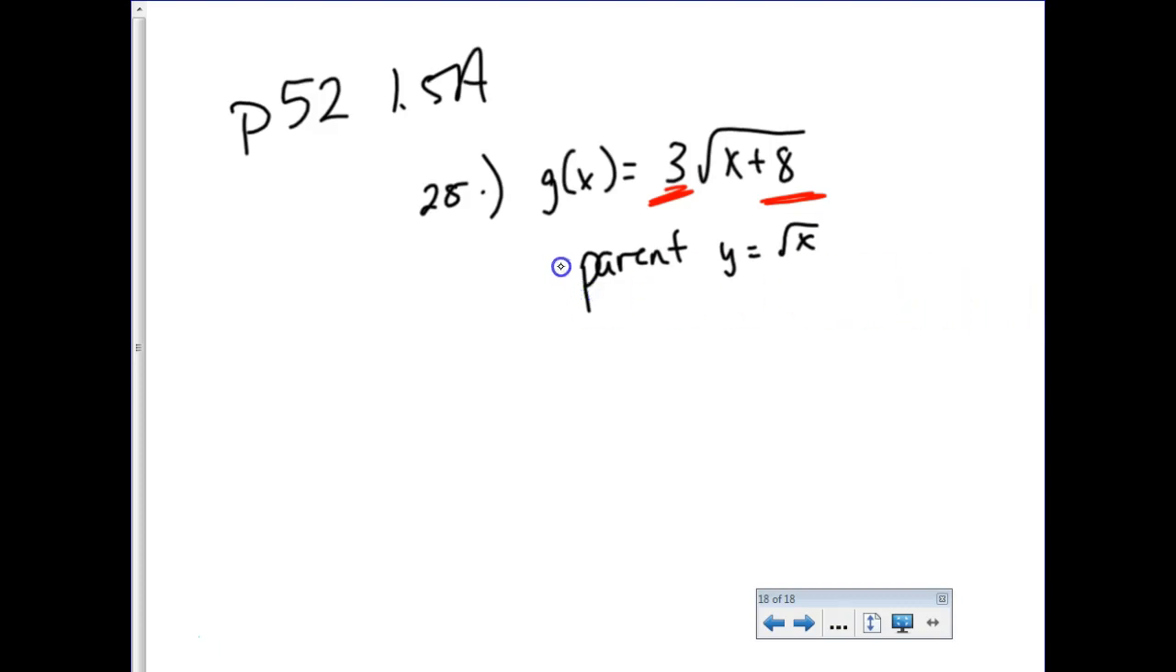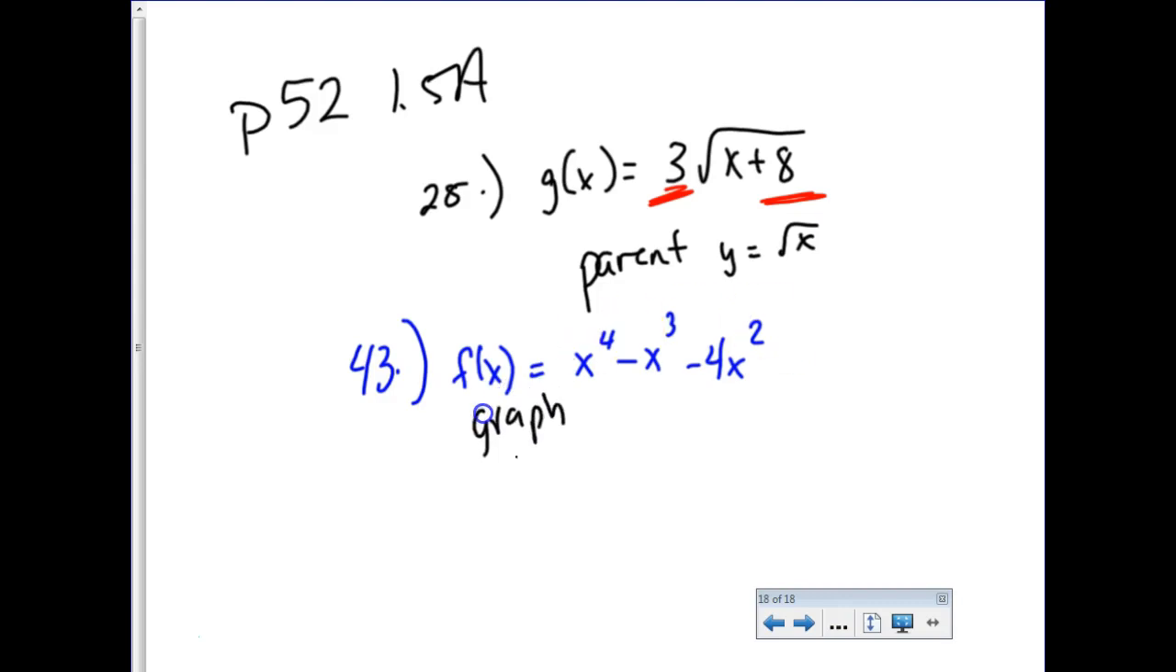All right, 43. Oh, let's see. 43 is a polynomial. It says f of x equals x to the 4th power minus x to the 3rd power minus 4x squared. And they want you to graph two things. So what you first have to do, I suggest you graph the original, and then maybe do that in pen, like black pen or pencil.